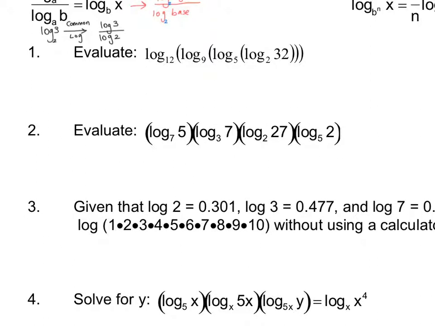Okay, let's practice what we just did, and let's do number 2. Do I know log base 7 of 5? No. I need a calculator to find it. Do I know log base 3 of 7? No. Log base 2 of 27? No. Log base 5 of 2? No. What I can do though, do you notice that some of the arguments and some of the bases match up? Yeah. So I need to rearrange this in a way so then the argument and the base of the log after it match up so you can cancel them out.